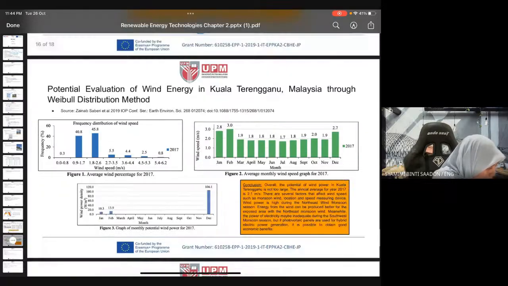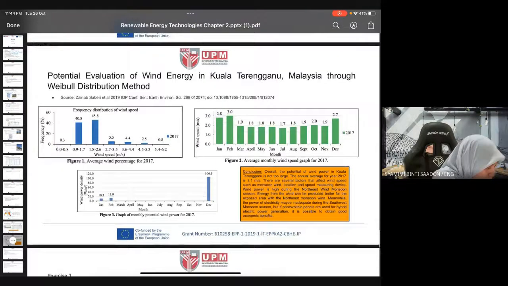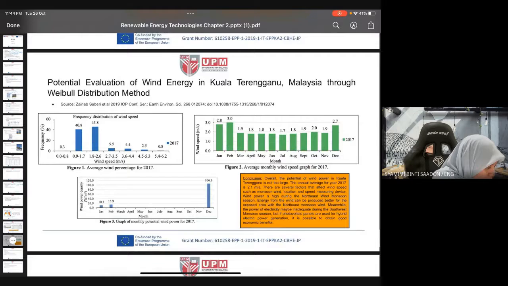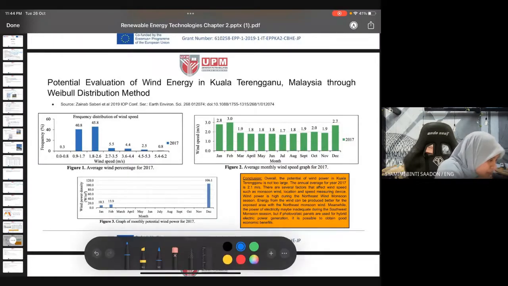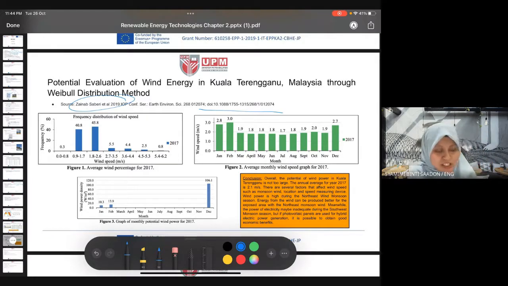Okay, another paper that I found here is from 2019. This one, this is also the link if you want to look at it. Potential evaluation of wind energy in Kuala Terengganu, again in Terengganu, Pantai Timur, East Coast, Malaysia, through the Renewable distribution method. So it is the name of the method. It's okay if you don't know about that.